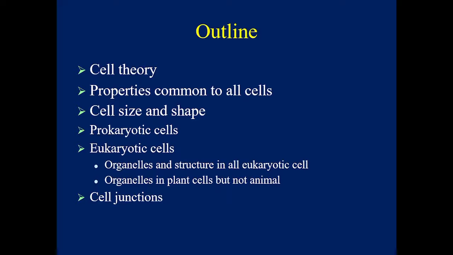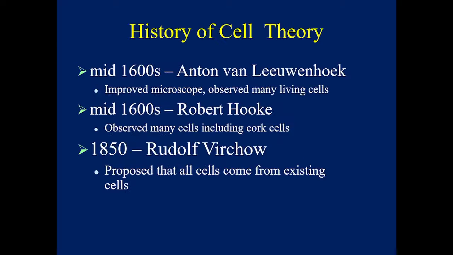The properties common to all cells, cell size and shape, prokaryotes and eukaryotes, what are the differences between these two cells? At last we'll end with cell junctions, what they are all about.